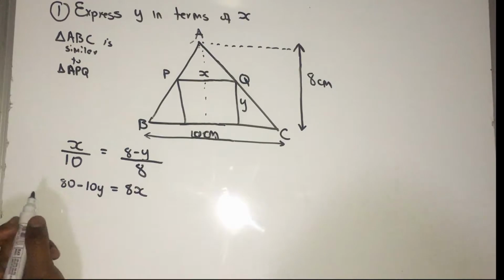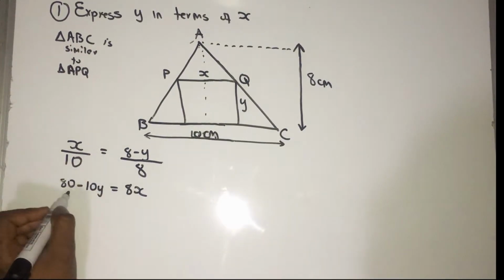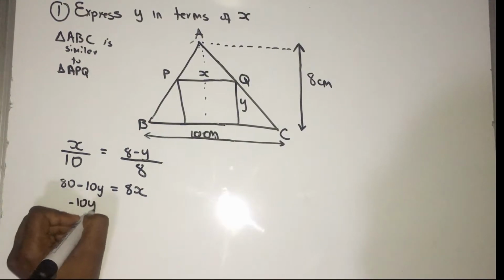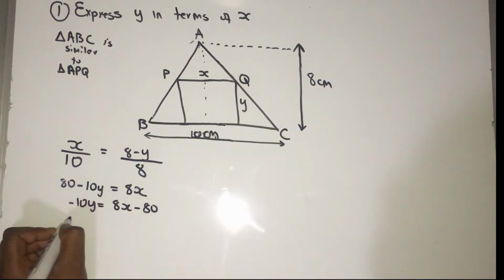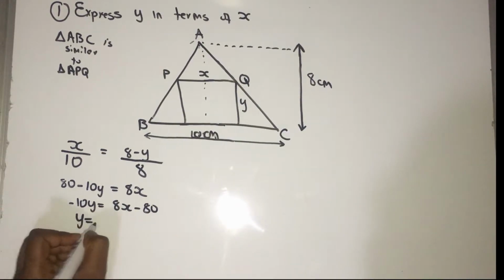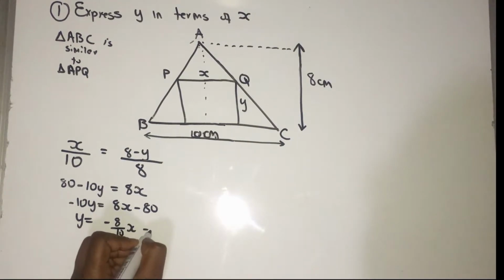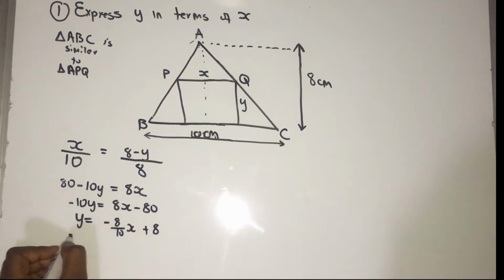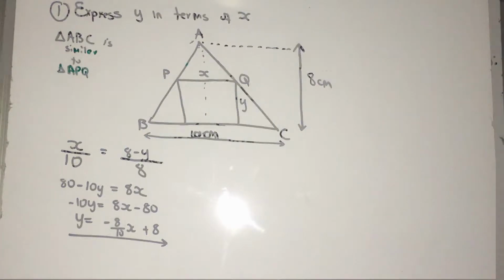Okay, so taking my 80 to the other side, I have minus 10y, the same as 8x minus 80. Alright, and then I can divide by 10. I get my y to be minus 8 over 10x plus 8. That's going to be plus because minus divided by minus. So that's my expression of y in terms of x.